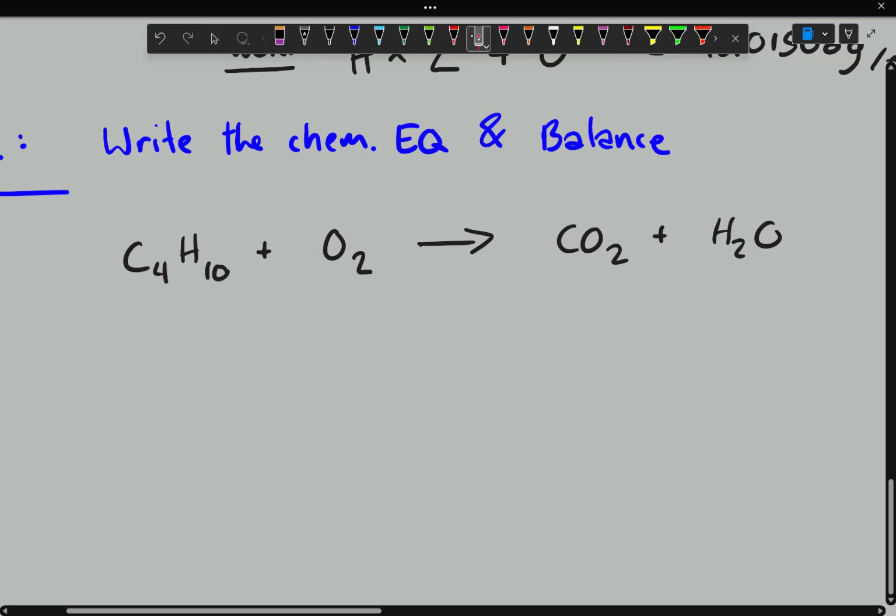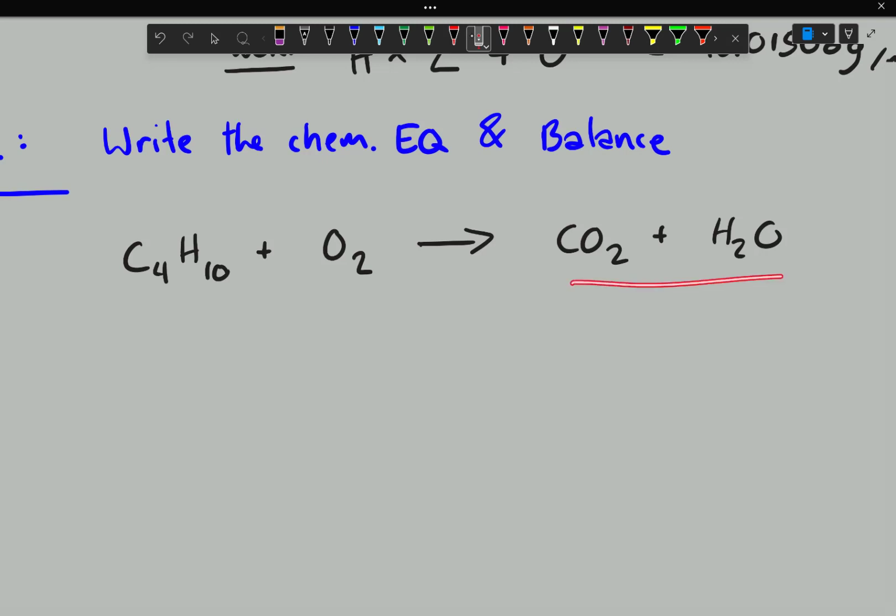Now we can clearly see right off the bat that this is not balanced. We have 10 hydrogens on this side and 2 on this side. We have 3 oxygens on this side and 2 on the reactant side. And we have 1 carbon and 4 on the reactant side. So, first things first, let's start with carbon. So let's add 4 to here, giving us 4 carbon and 8 oxygen there. And then we have 10 hydrogen over here and 2 over here, so I'm just going to write a 5 there.